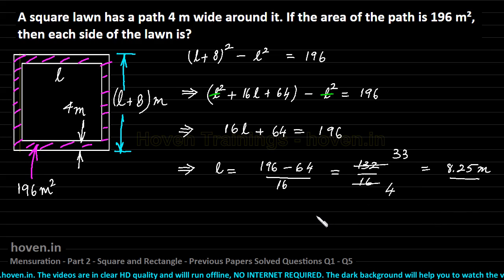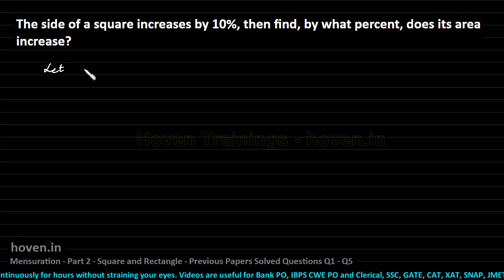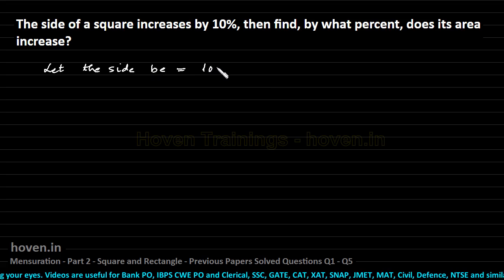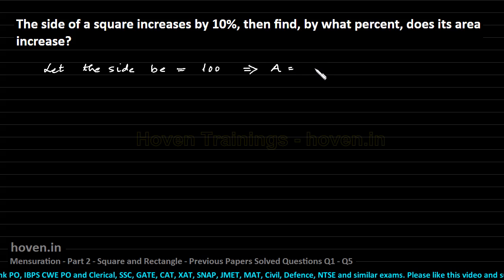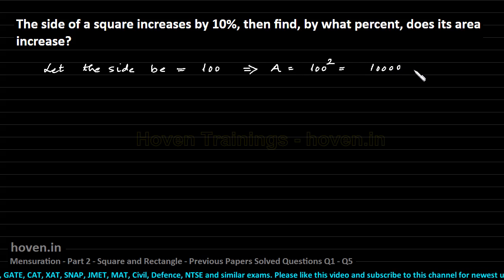Let us move to our next question now. The side of a square increases by 10%. Then find by what percent does its area increase? This is a simple question which we can best solve by using the 100 as the base. So we will say that let the side be equal to 100, which implies area is equal to 100 square, which is equal to this much.